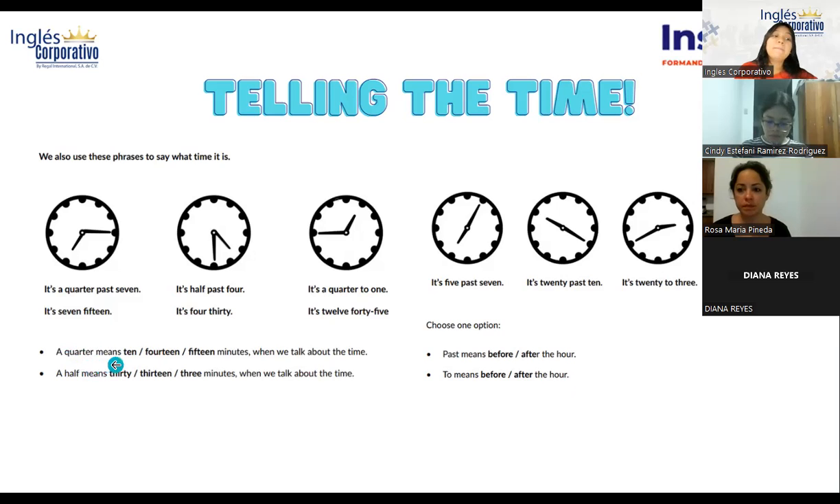A quarter means 10, 14, 15 minutes. Okay, so a quarter means 15 minutes. Significa 15 minutos, okay? A half means 30 minutes. Significa 30. A half, la mitad, 30, yes? So, when we talk about the time, yes? Do you have any question? ¿Tiene preguntas hasta aquí? ¿No?